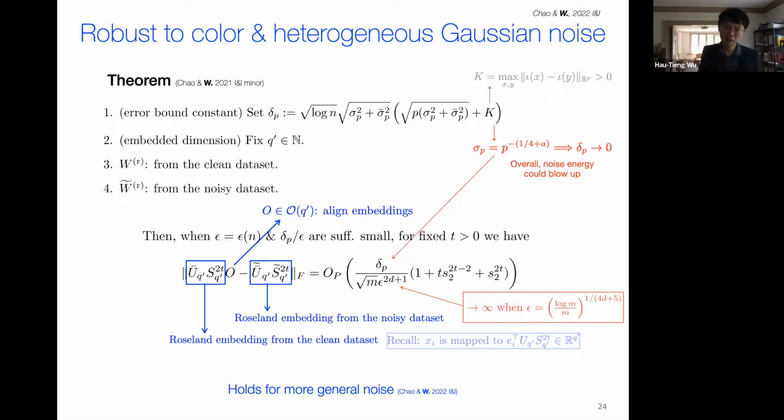And similar results hold for more general noise. Remember Student t, like if you have fourth moment noise, some not too bad tail, then it is robust. It doesn't need to be Gaussian.